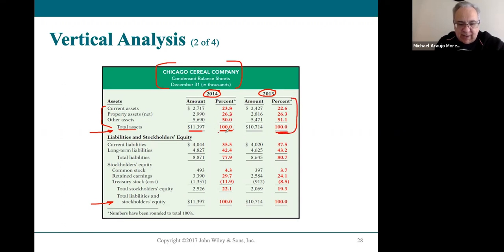In this case, our total is assets for the first part of the balance sheet. Our total here is total liabilities and stockholders' equity. So everything from this part down is going to be a percentage of your total liabilities and stockholders' equity. So when you're looking at your current liabilities of 4,040, you're going to divide it over the total liabilities and equity of 11,397. That's how you're going to get that 35.5% of your total liabilities and equity are current liabilities.